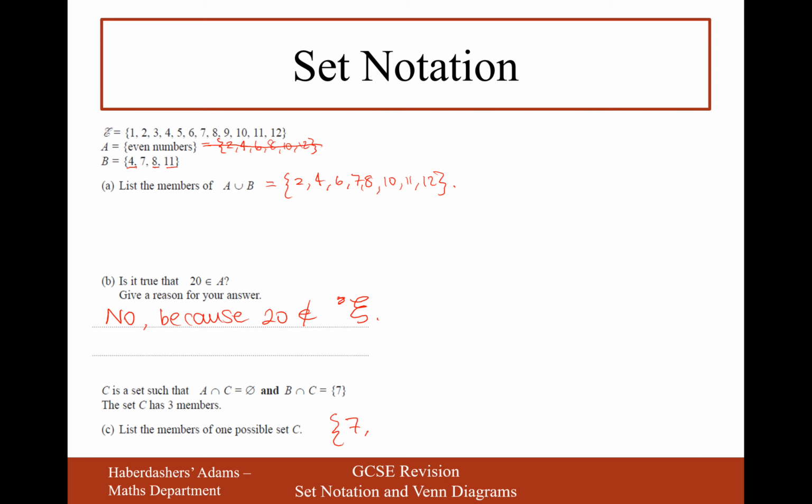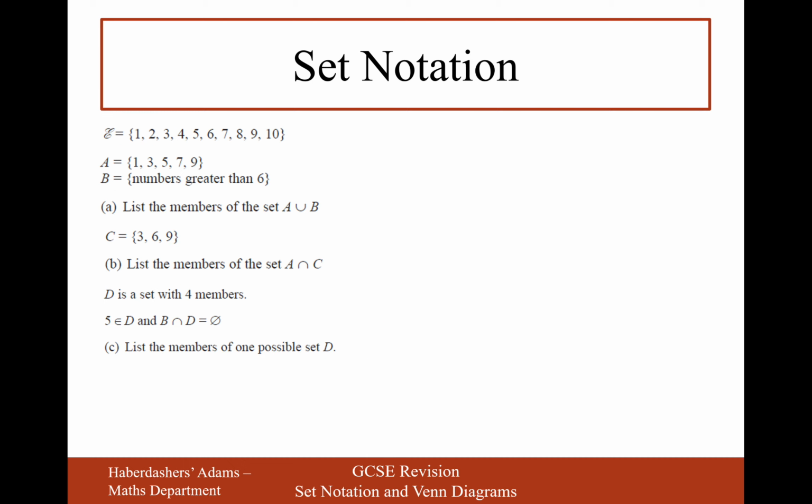So I need to look for numbers that are not in B, apart from the number 7, and not in A. So 1 would fit that criteria, 3 would fit that criteria, and that's all I need. I only need 3 members there. I might want to put 5 in, I might want to put 9 in, but 7, 1 and 3 is absolutely fine as an answer. Okay, let's move on to the next question. Pause the video and have a go at this question.